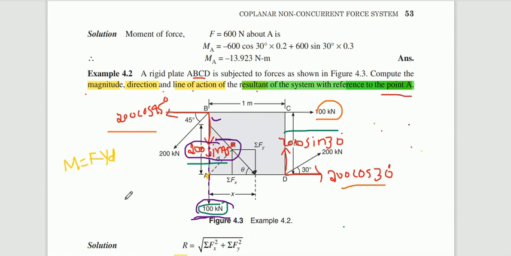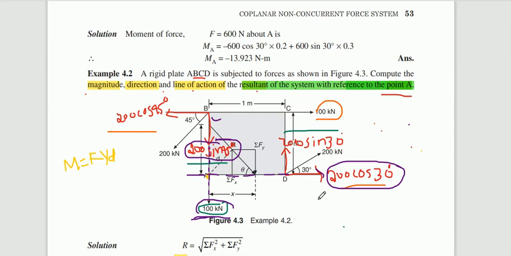Yes, the line of 200 cos 30. You can observe this force is here, and the line of action of this force is also passing through the point A. So the moment due to this force also becomes 0. Whatever I have highlighted in blue, the moment due to all these three forces about point A is 0, because the line of action of each force passes through the same point at which we need to take the moment.